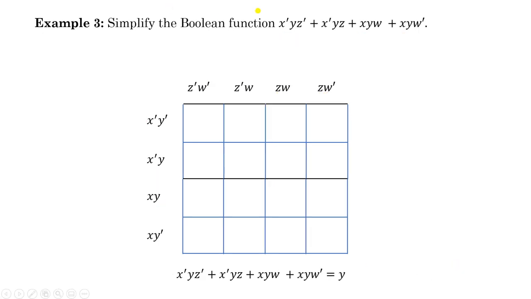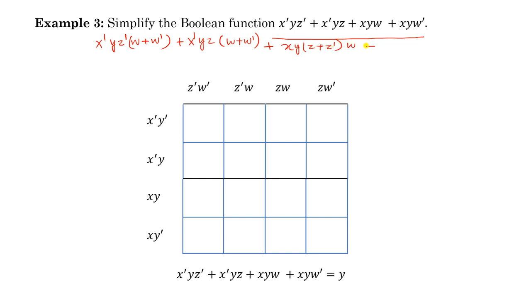Now look at this. Here these are not minterms with respect to the four variables. So first we have to convert into minterms. How can we do it? This first term can be written as x y z dash, and you can write it w plus w dash, because w plus w dash is 1 and 1 into x equals x. Similarly, the second term x dash y z, you can write it w plus w dash. Similarly, the third term you can write as x y z plus z dash w, and finally the last term can be written as x y z plus z dash w dash.